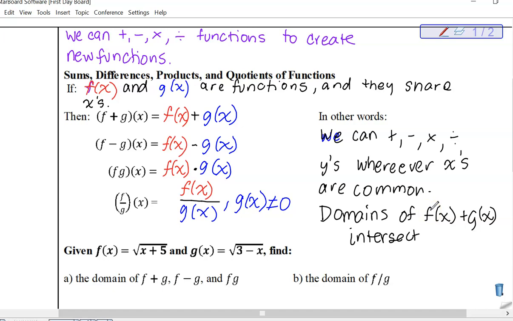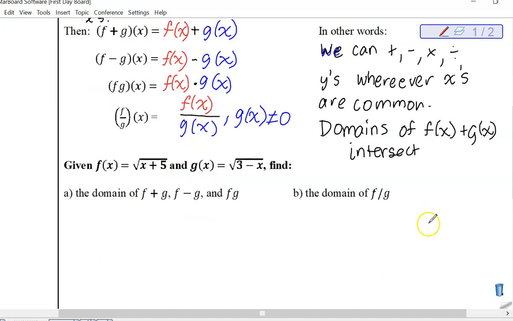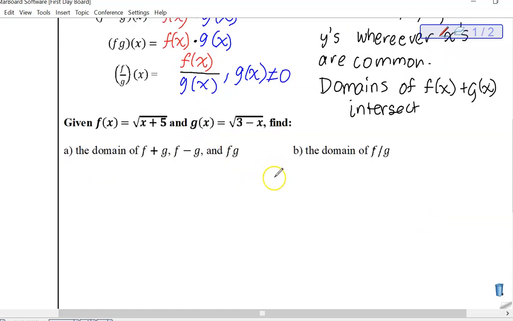And I'm going to demonstrate this right now in Desmos using these two equations right here. Given f of x is equal to the square root of x plus 5 and g of x is equal to the square root of 3 minus x, find the domains of f plus g, f minus g, f times g, and then the different domain of f over g.